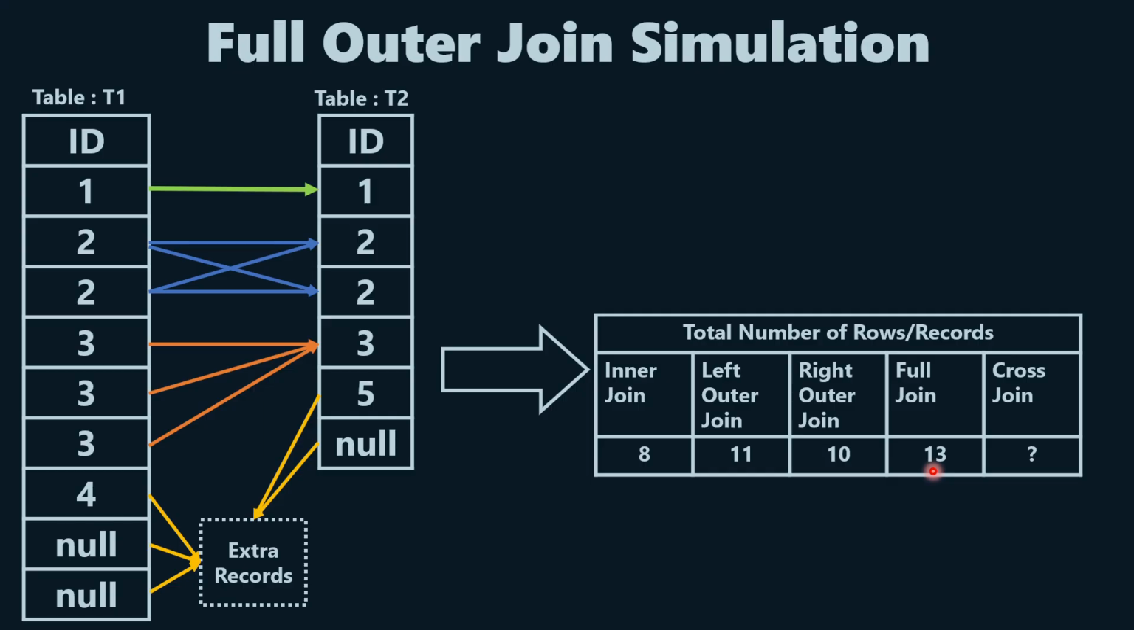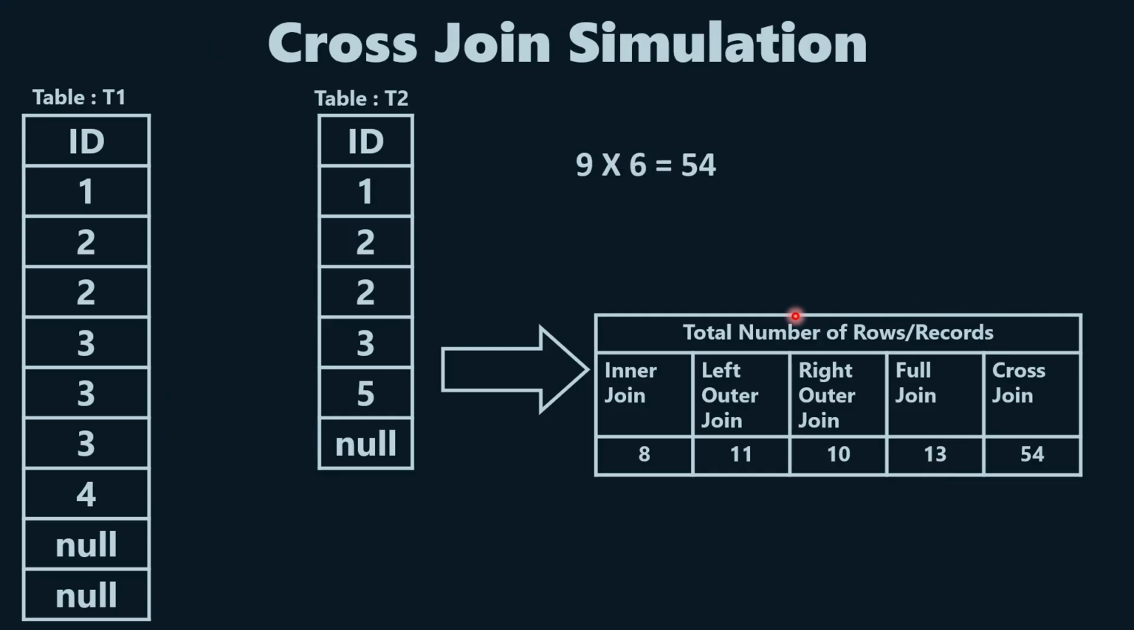Now the cross join. A simple cross join is nothing but the number of records from T1, 9 records, multiplied by the number of records from table T2. So 9 into 6 equals 54 records. Now let's see the same in action.